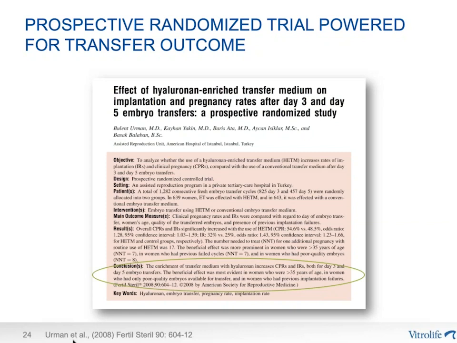The conclusion from this prospective trial was that the use of Embryoglue significantly increases implantation and pregnancy rates for cases of both day 3 and day 5 transfer. Interestingly, the beneficial effects were most marked in women who were over 35 years of age, which, let's face it, constitutes the vast majority of our IVF patients. There were benefits for patients who only had poor quality embryos and women who had previous implantation failures.